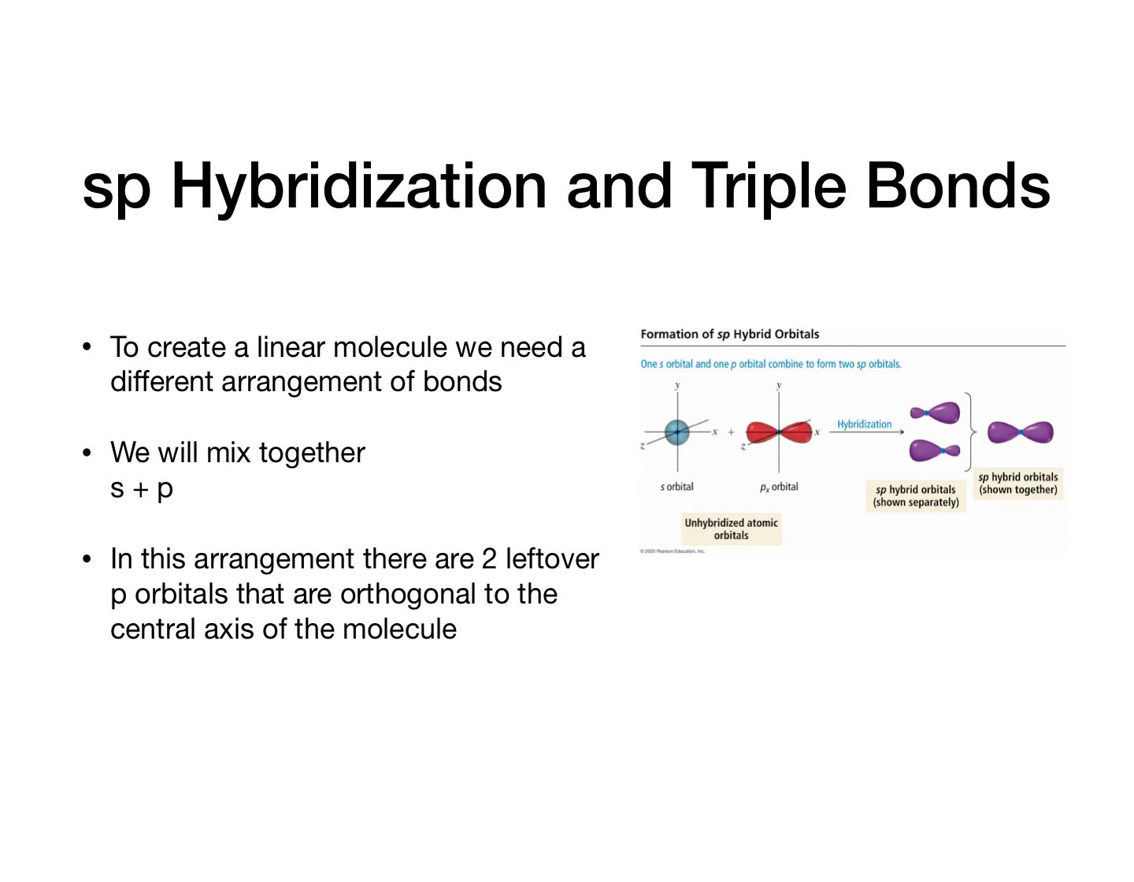So one of the next types of hybridizations is we want to create a linear molecule. And so these are going to require hybridization of just two orbitals, the s and the p. So we're only going to mix together two. We're going to have two leftover p orbitals that will be orthogonal, meaning at 90 degrees, one above and below, and one in front and behind.